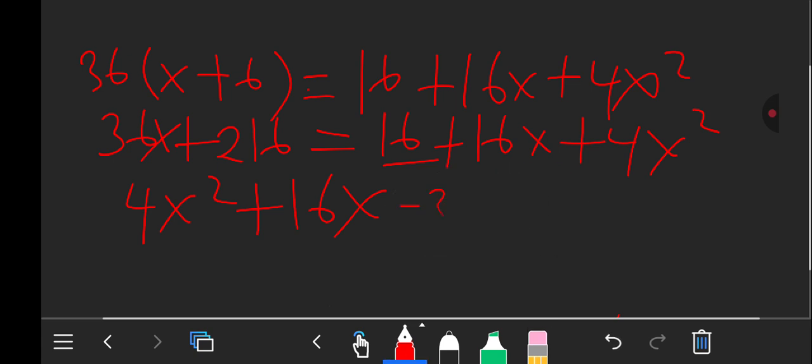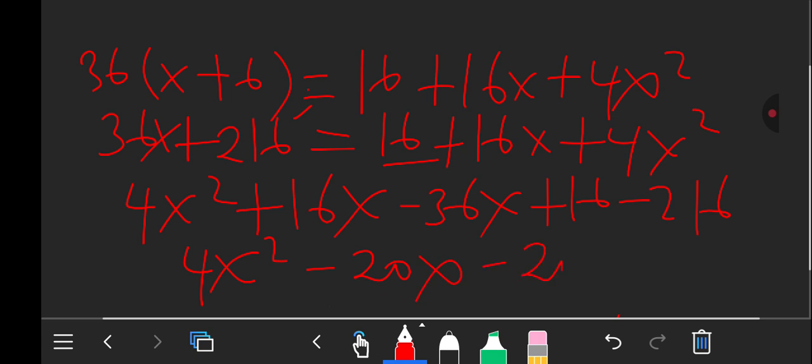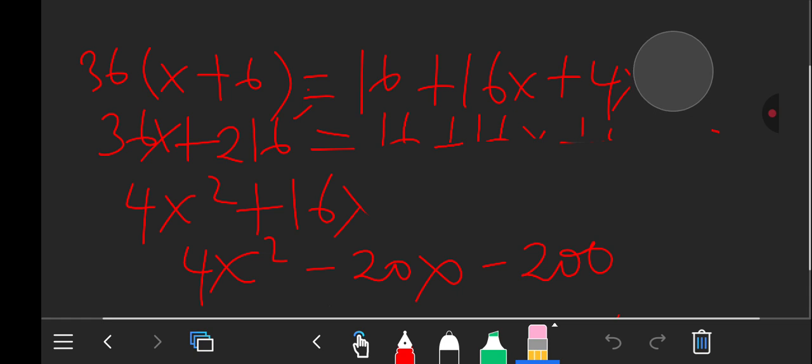Then we have plus 16 there, then minus 216, because this will become negative. So we're going to have 4x squared, then minus 16x minus 36x, that should be negative 20x, then 16 minus 216, that should give negative 200. Let me get rid of the top part there.